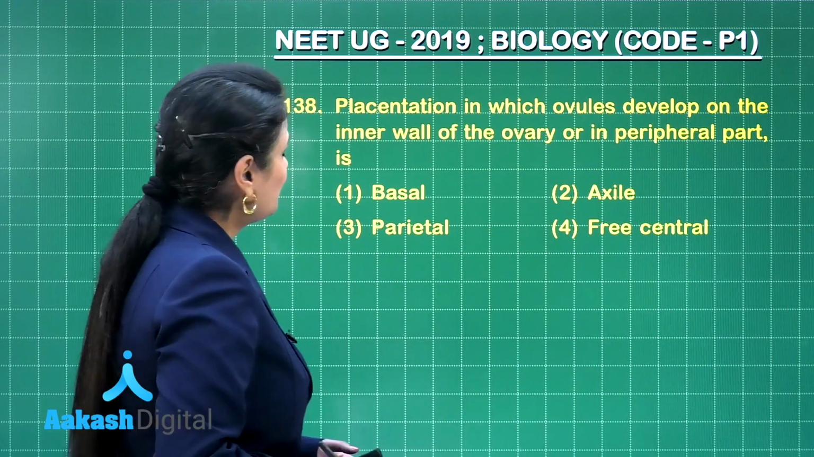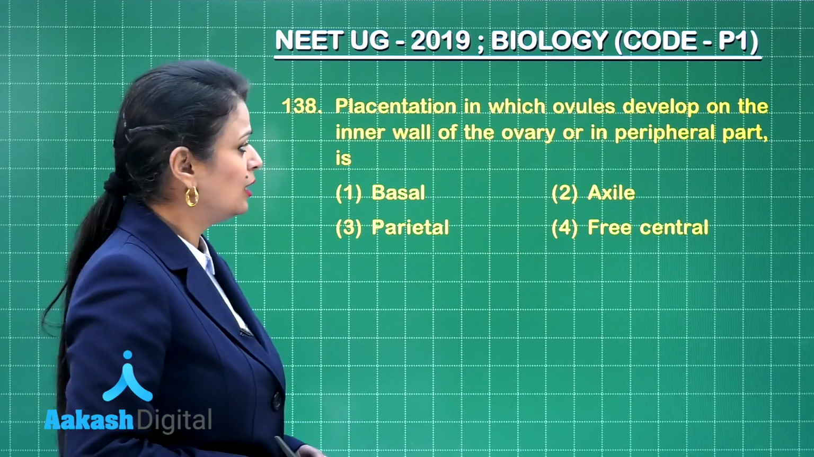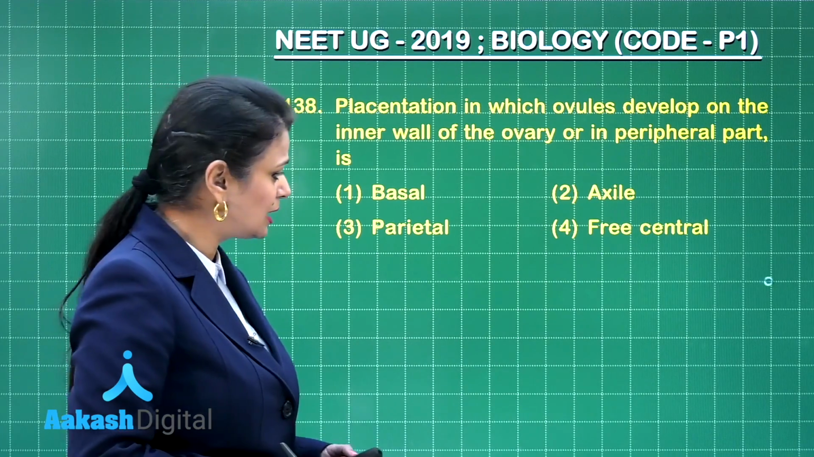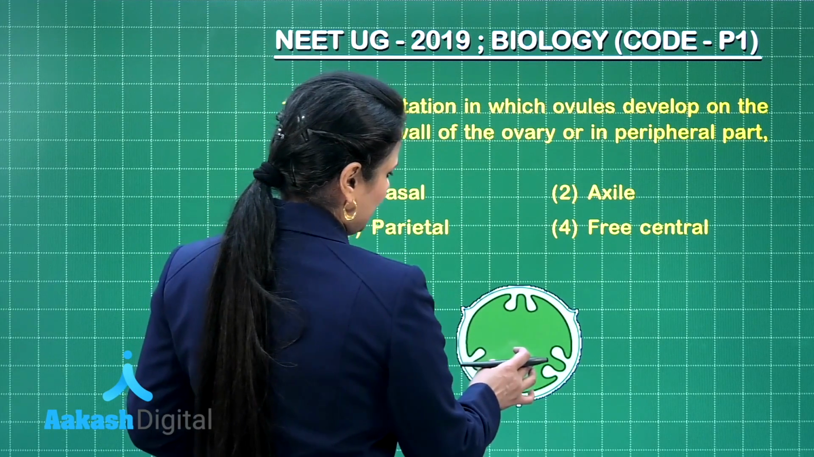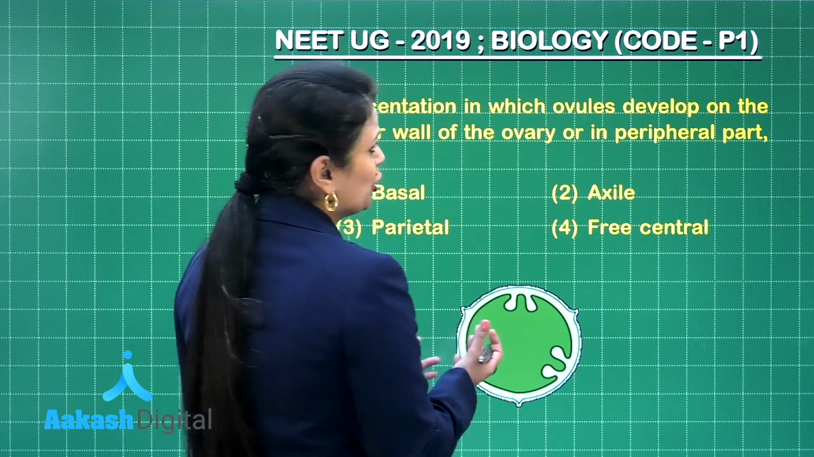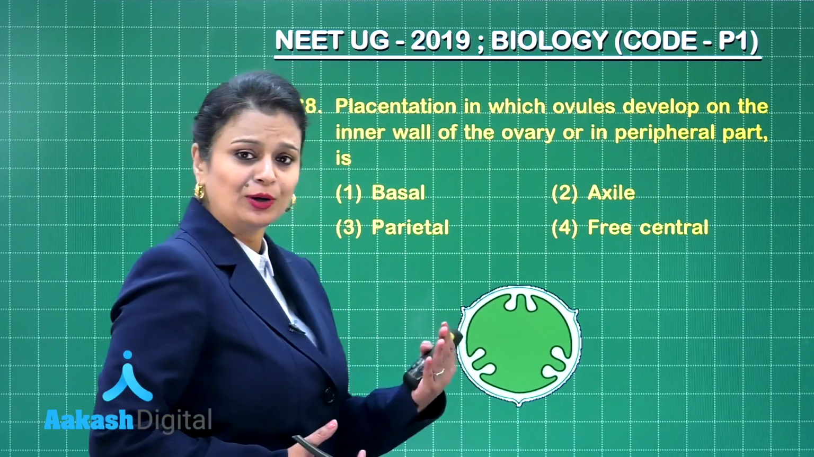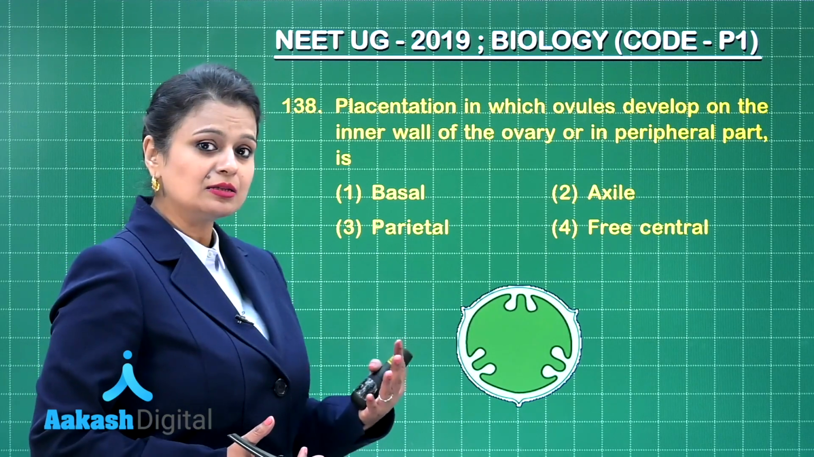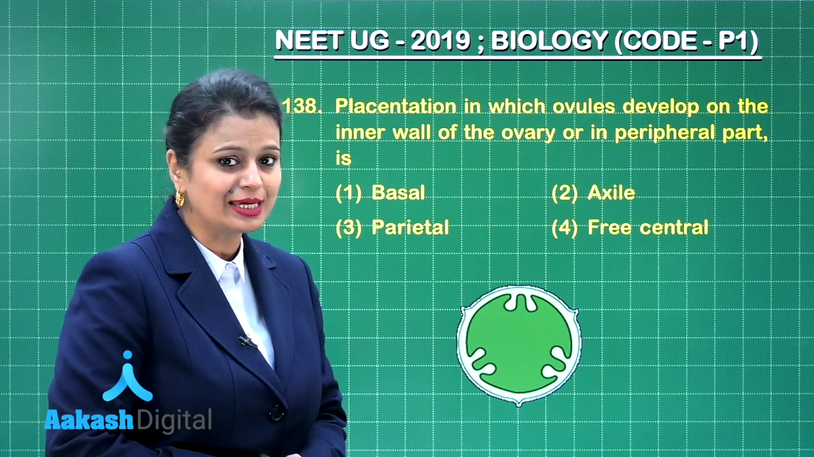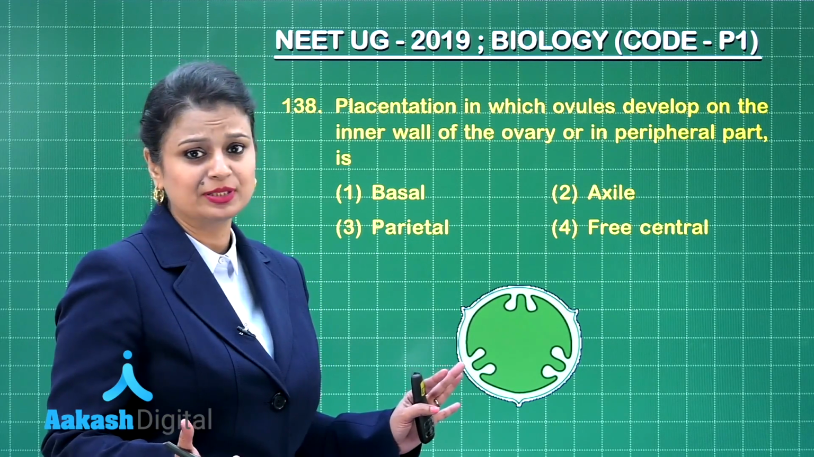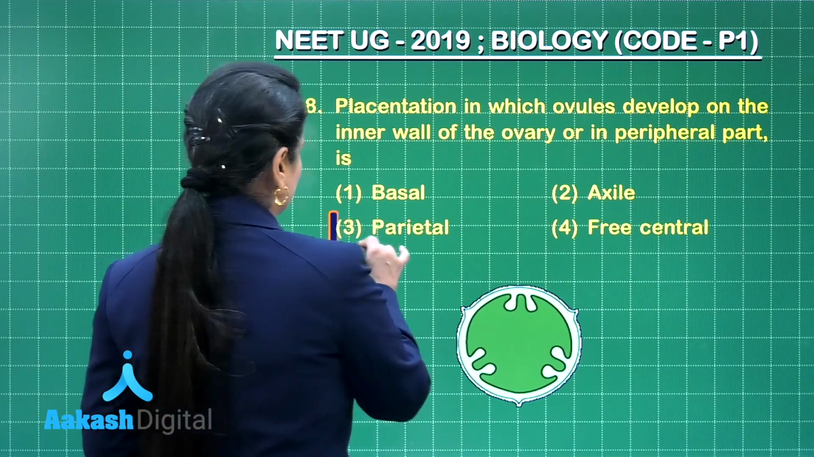Next question. Placentation in which ovules develop on the inner wall of the ovary or in the peripheral part? It is this placentation. So, you can see here very well that ovules are present in the peripheral part, or you can say it develops on the inner wall of the ovary. What are you going to call such type of placentation? It is known as parietal placentation. It is seen in the members of Brassicaceae family, and some good examples are mustard and argemone. So, the right answer to this question is option number 3.